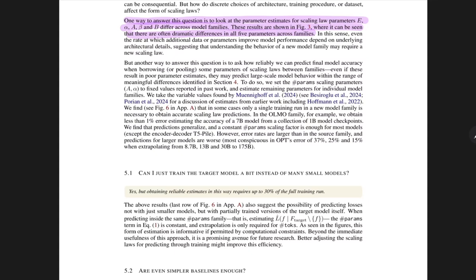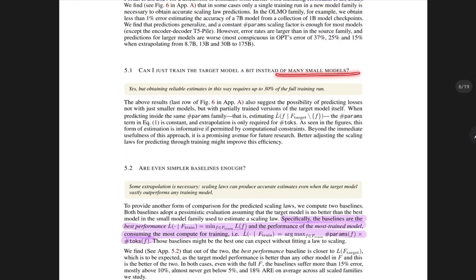However, error rates are larger than in the source family and for predictions of larger models. Most consequential is OPT, with errors of 37, 25, 15 when extrapolating from 8.7, 13, 30 to 175. So you can see the difference, right? It's pretty clear. Now, can I train the target model a bit instead of many small models? Yes, but obtaining reliable estimates this way requires up to 30% of the full training run. So if you can do this, definitely go for it, but if not, no. Because from the figure in Appendix A, which we'll see at the last, we can clearly see this difference, right?